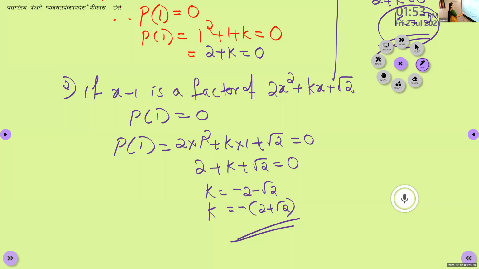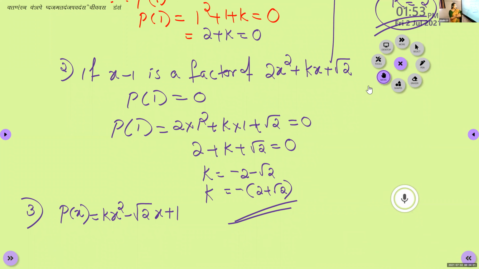Same, x minus 1 is a factor of kx square minus root 2x plus 1. X minus 1 is a factor of kx square minus root 2x plus 1.